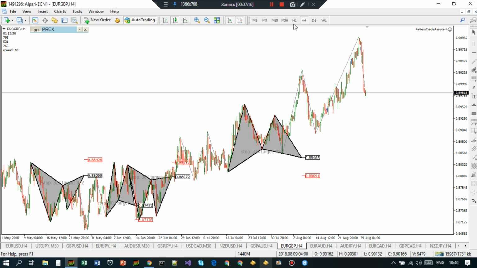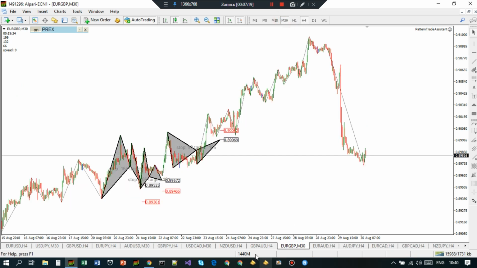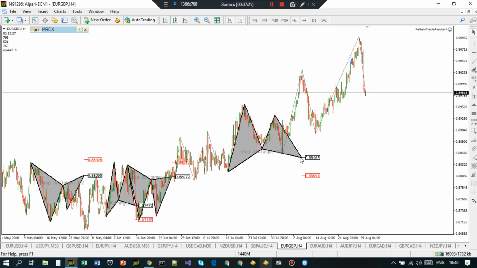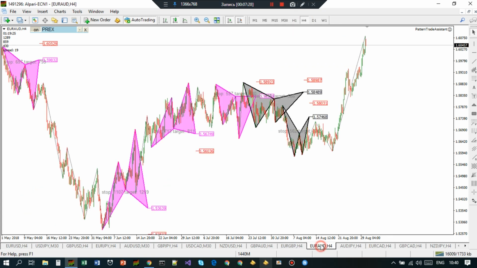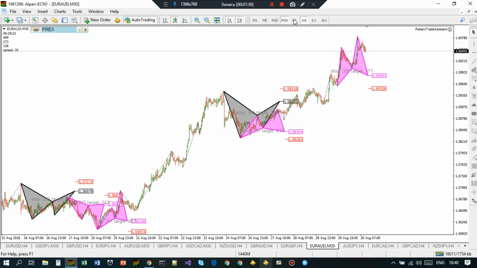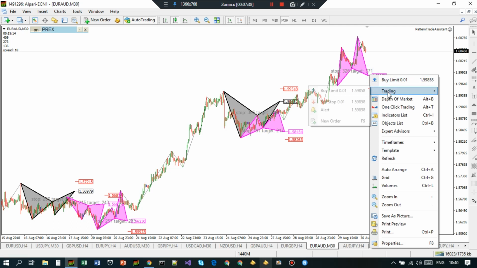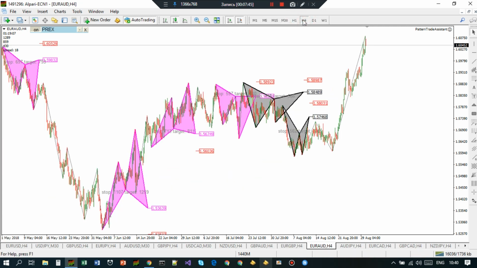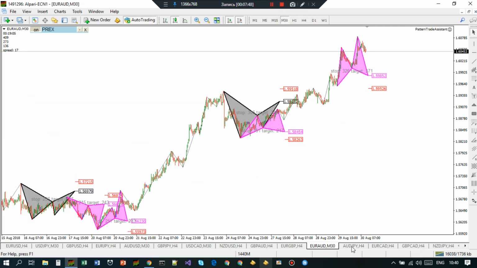Okay, then we go to Euro GBP, same thing as with pound Aussie, starting from 30 minute. 30 minute, nothing. 1 hour, nothing, and 4 hour, nothing, didn't complete. Okay, Euro Aussie, start from 30 minute, potential cipher advanced formation at 59.85.2, and I would place an alert here, okay, to be notified when it completes. 1 hour, nothing, and 4 hours, nothing, so go back to 30.